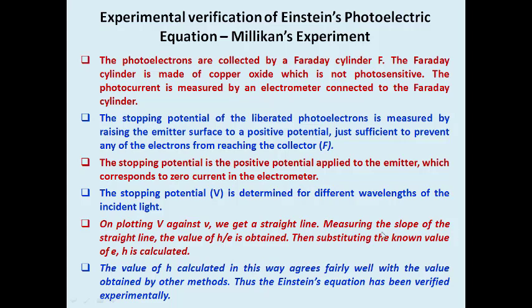The Faraday cylinder is made of copper oxide and is not a photosensitive material. The photocurrent is measured by an electrometer connected to the Faraday cylinder. The stopping potential of the liberated photoelectrons is measured by raising the emitter surface to a positive potential just sufficient to prevent any of the electrons from reaching the collector. So the stopping potential is a positive potential applied to the emitter, which corresponds to zero current in the electrometer.